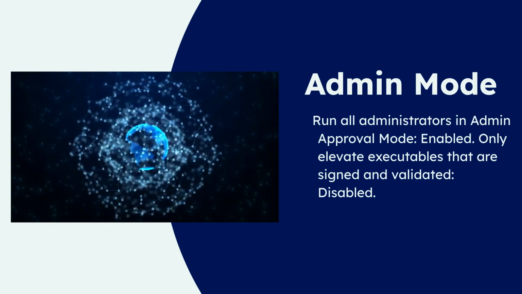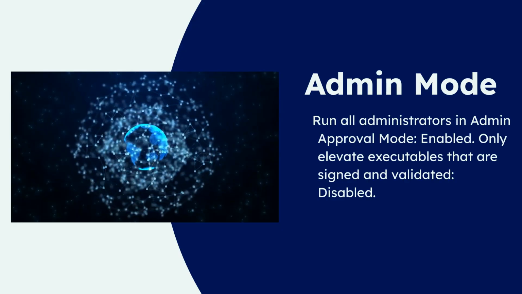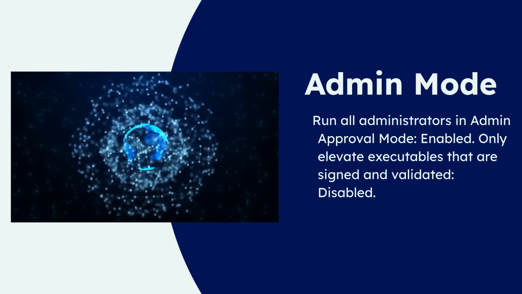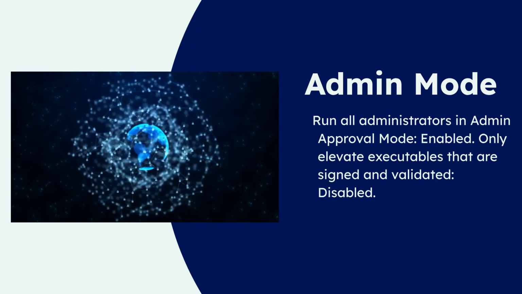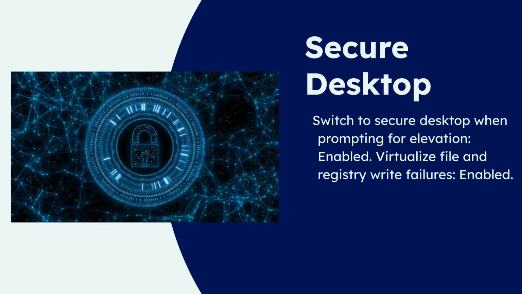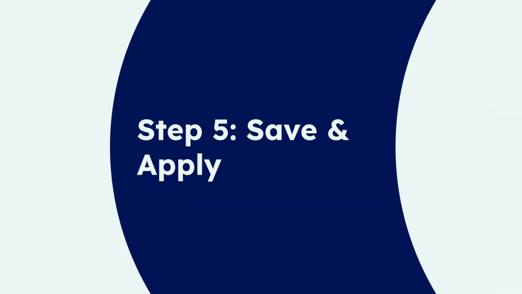enabled. Ensure run all administrators in admin approval mode is enabled. Note that only Elevate executables that are signed and validated should be disabled in this configuration. Also, only Elevate UI access apps in secure locations should be enabled. Set Switch to Secure Desktop when prompting for elevation to enabled, and also ensure Virtualize File and Registry Write Failures is enabled. Next, we save and apply these configurations.